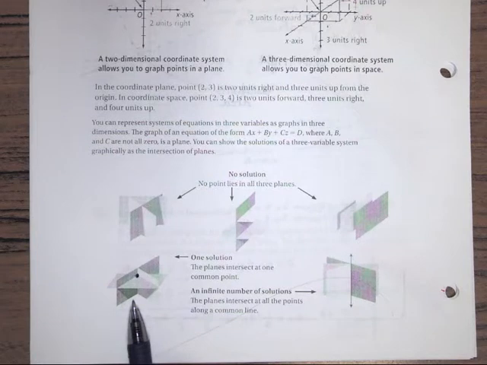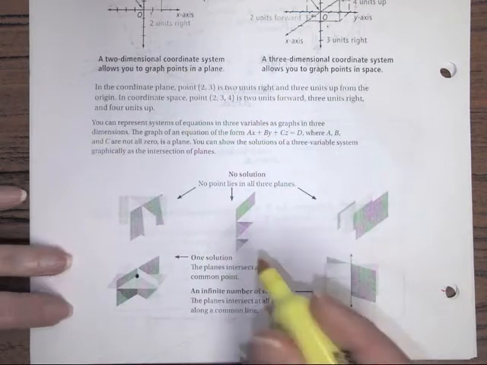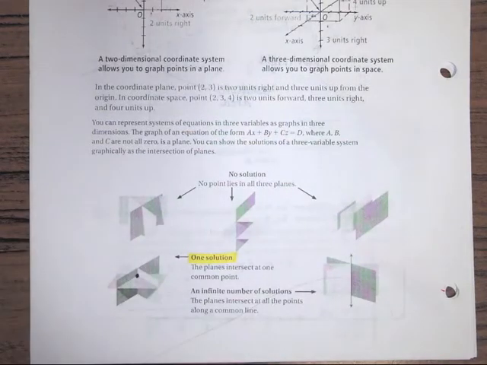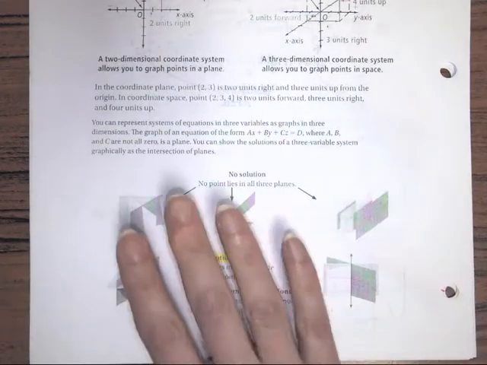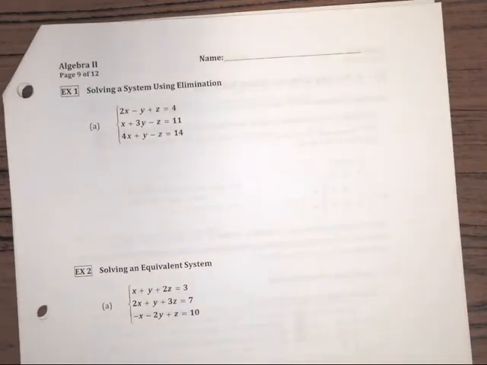This is the kind of system where you have three planes and a single point of intersection, and that's what we're going to be working with. Over here, you've got three planes that intersect on a line. We're not going to be doing any of those. Your textbook does have some, but we're not going to be doing them. So these are the only kind that we're going to do in this class. All right, let's go through an example.